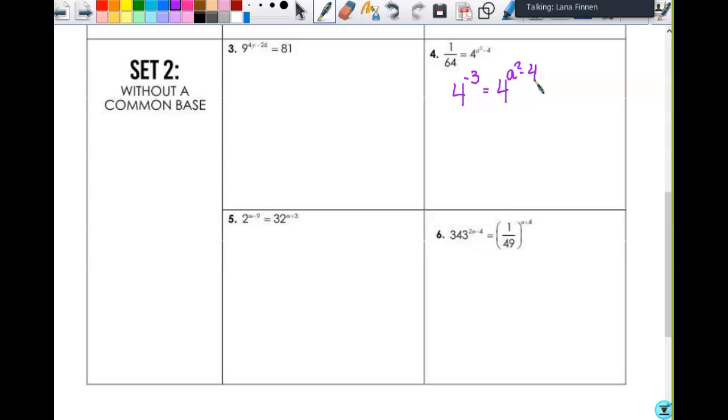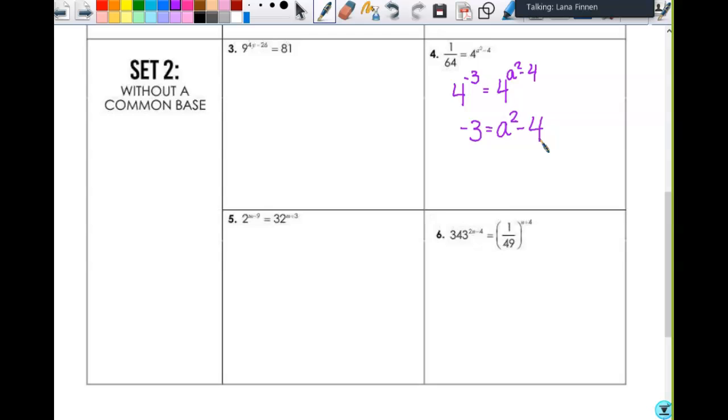Once you have rewritten them with common bases, like I have now, you can use the one-to-one property. You can't skip that step. And we can say that negative 3 equals a squared minus 4. Then we just solve it.